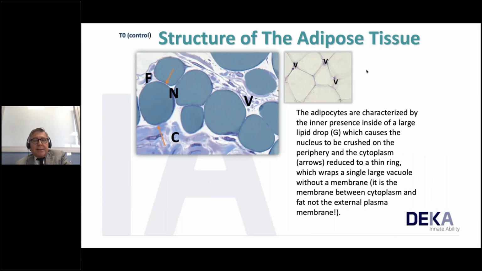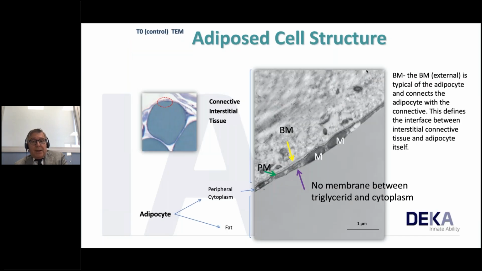Well, the adipocytes are characterized by the presence inside of a large lipid drop, which causes the nucleus to be crushed on the periphery and the cytoplasm reduced to a thin ring, which wraps a single large vacuole without a membrane. This is very important. We'll see later on. And please, let's look at this particular area, the peripheral part, where we have the basal membrane that is typical of the adipocytes. It's unique and connects the adipocytes with the connective tissue. It's a very important area where we can focus a part of our process in the mechanism of action.